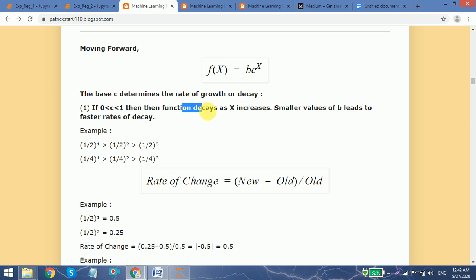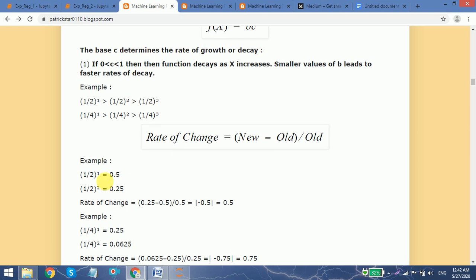When the function decays as x increases, that was clear from here, that as x increases, our function decays, or the value of our function decreases. So here I've taken x equals 1, and here x equals 2. So here you can see it is decreasing as x is increasing, and smaller values of c lead to a faster rate of decay.